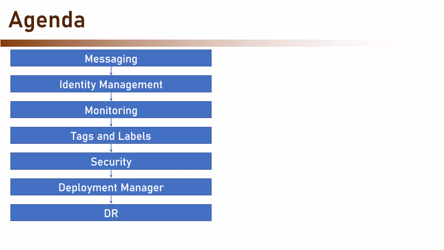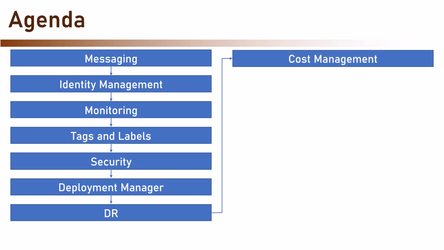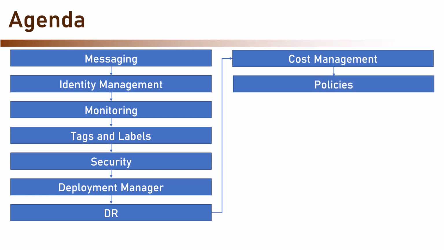Deployment Manager helps us deploy resources using configuration files, and it's the topic of our next section, which is followed by the DR section, where we will learn how to prepare our app to disaster recovery scenarios. Managing costs is one of the most important aspects of working with the cloud, and in this section we will learn how to do that in GCP. Next, we will learn about policies, enabling us to define constraints on our cloud environment so that other users will not deploy unneeded resources or exceed our budget.